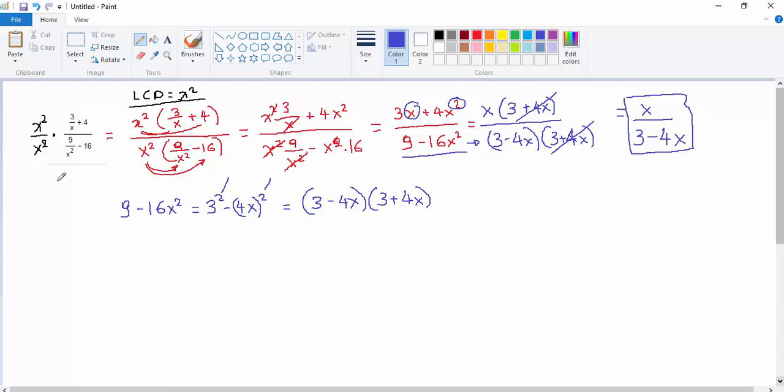So whenever you have fractions that are this complicated, what you need to do is find the LCD and multiply the numerator and the denominator by the LCD. In this way you can simplify the denominators of all the fractions, and then at the end you can simplify your answer.